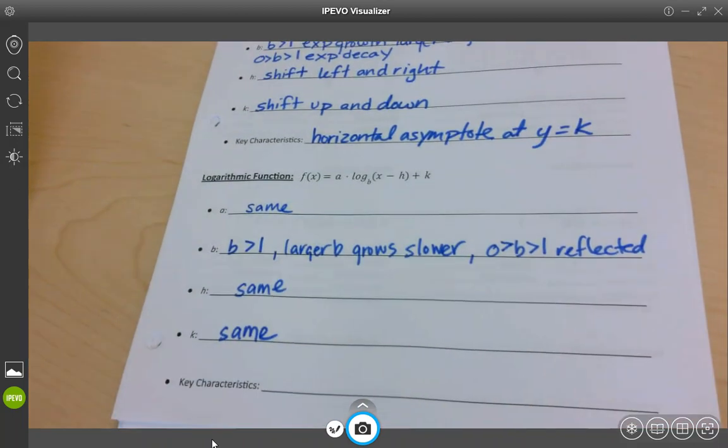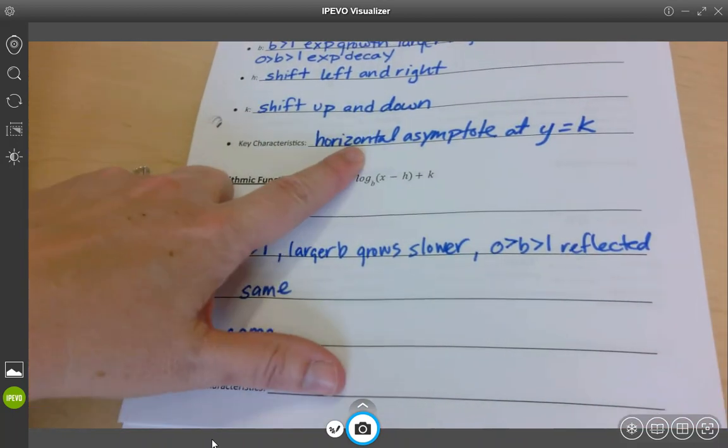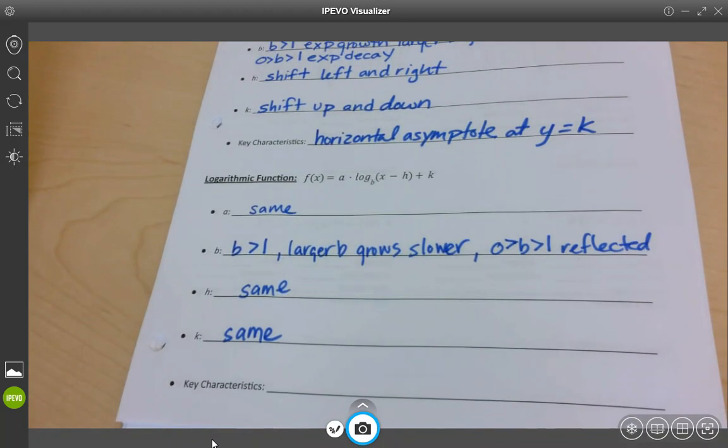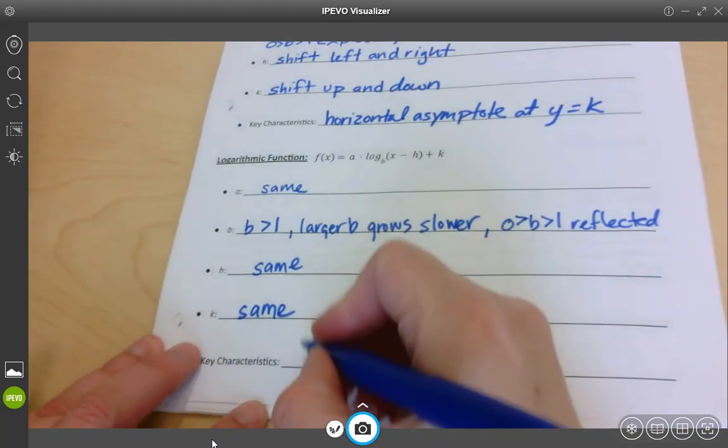All right, now logarithms are the inverses of exponential functions. One way that we found inverses was by switching x and y. So if an exponential function has a horizontal asymptote that starts with y equals, what kind of asymptote would you expect from a logarithm? Instead of starting with y equals, it would start with what? X equals, and that's going to make it a vertical asymptote. So logarithms have vertical asymptotes.